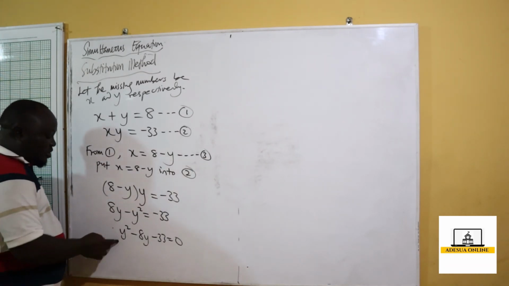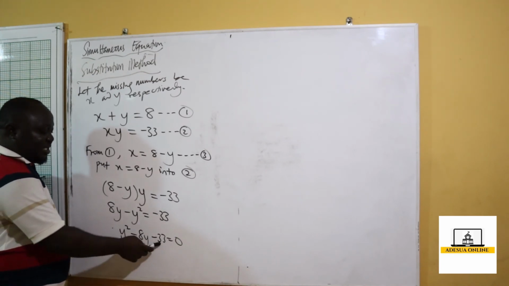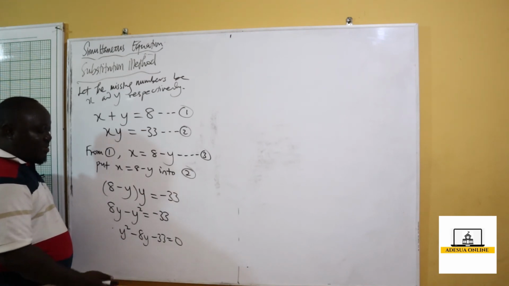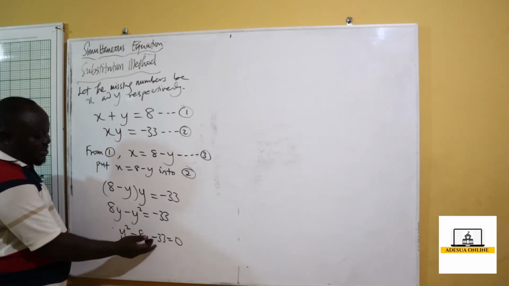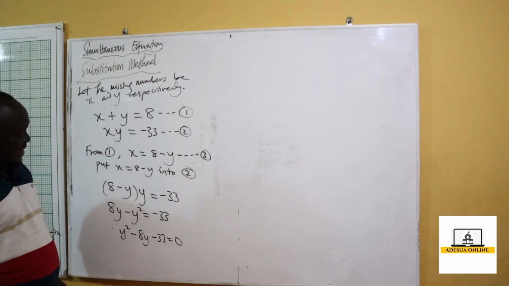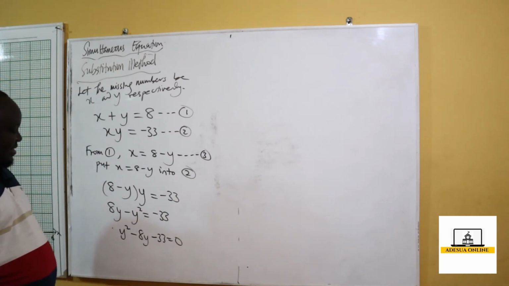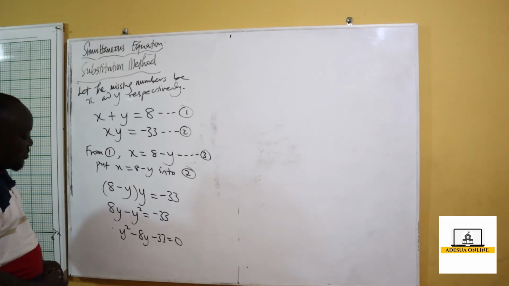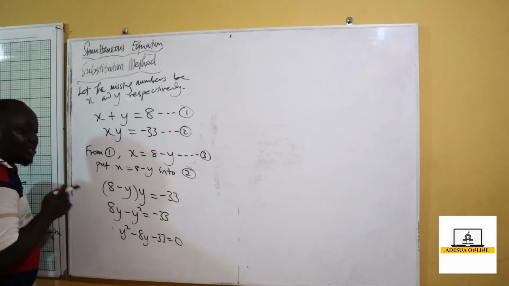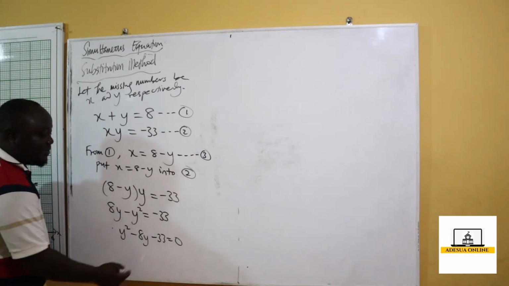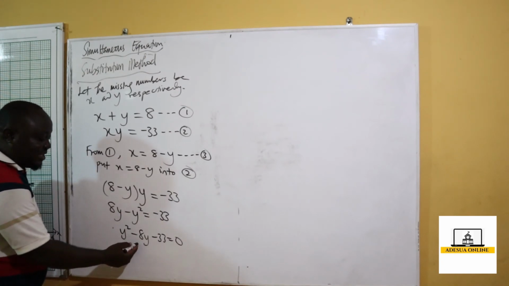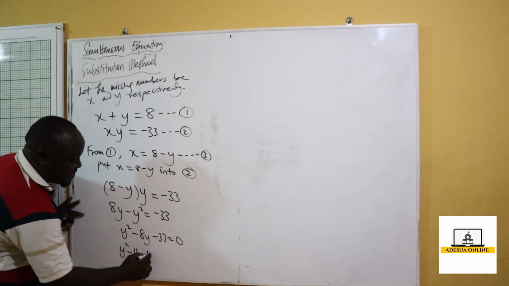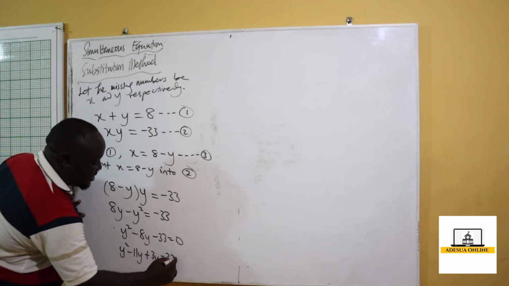We look for the coefficient of y, which is 1, multiply it with this, and look for two factors of minus 33 which, when we add, we get minus 8, and when we multiply, we get minus 33. Looking at this, 1 times 33 is 33. I think 3 times 11 will give us 33, right? So we can use minus 11 and 3, because minus 11 times 3 gives minus 33, and minus 11 plus 3 gives minus 8. So we shall have y squared minus 11y plus 3y minus 33 is equal to 0.